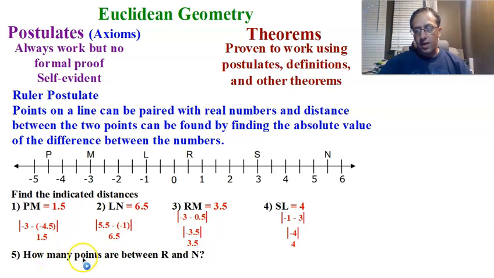Next one down here, number 5. How many points are there between R and N? Now, some of you said just 1 point, S, right? Some say, well, no, wait, there's more points. Look at all these other points that are marked: 1, 1.5, 2, 2.5, and so on.